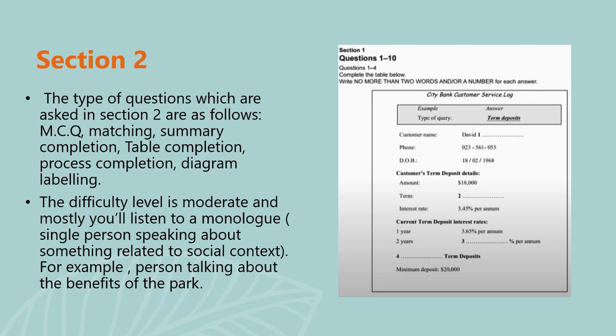Section 2. The types of questions asked in Section 2 are as follows: MCQs, matchings, summary completion, table completion, process completion, and diagram labeling. The difficulty level is moderate, and mostly you'll listen to a monologue, a single person speaking about something related to social context. For example, a person talking about benefits of the park.